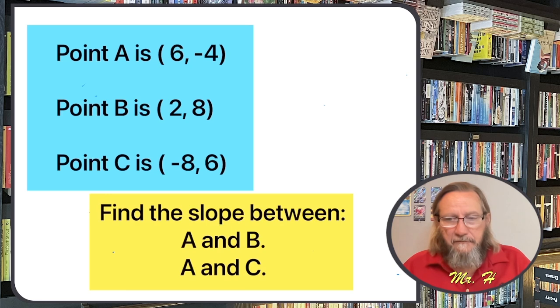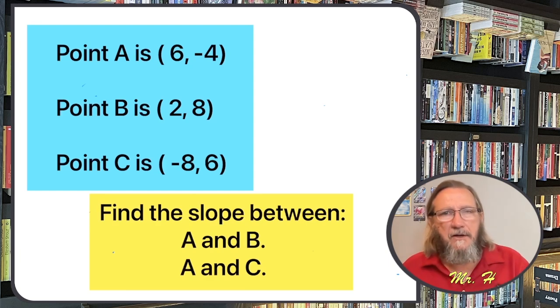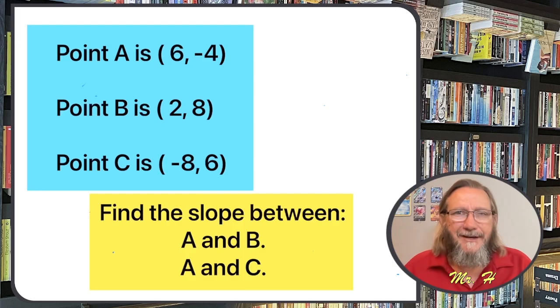I would like for you to find the slope between A and B. Just do that one first. We won't worry about A and C until the second one. Let's do just A and B first. Hit the pause button. Come back when you're ready.